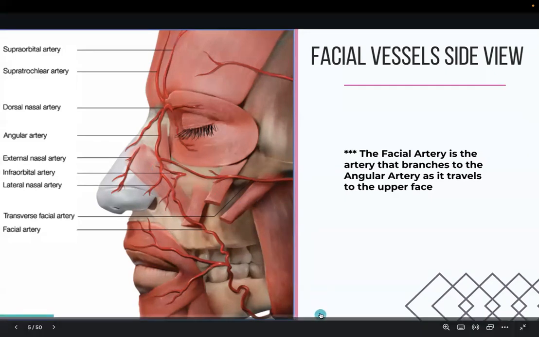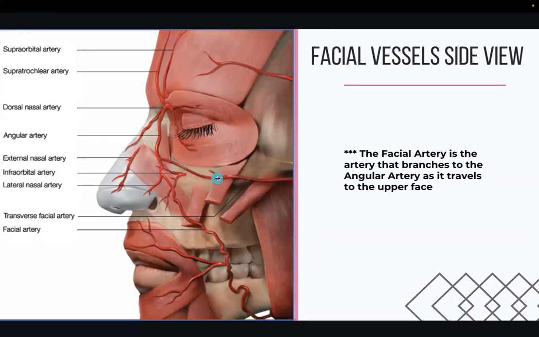And then your external carotid actually continues on up and travels in front of the ear, and then it will kind of jet across the face, and this is the transverse facial artery, which feeds the majority of the mid-face.